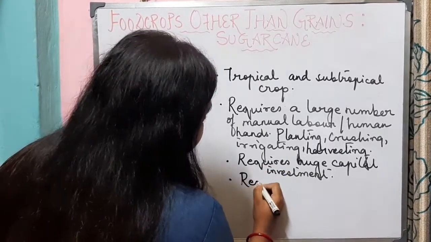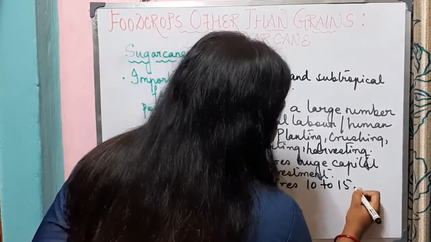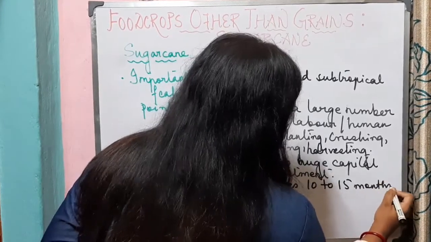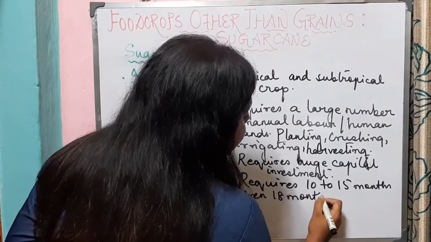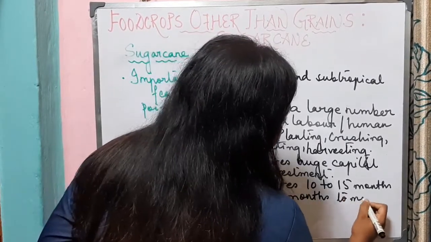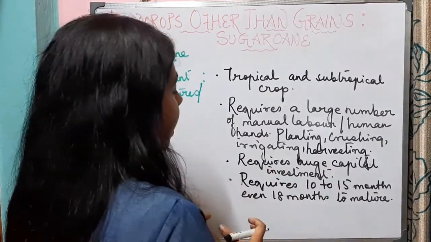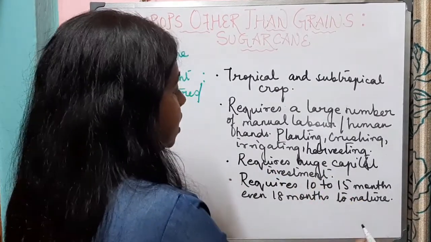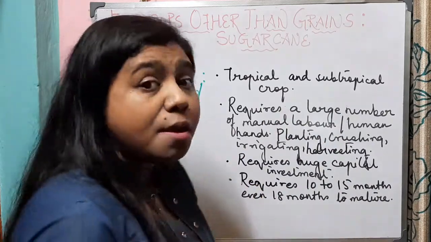Sugarcane requires 10 to 15 months, even sometimes 18 months to mature. So the maturity period of sugarcane is 10 to 15 months, or it can be more than 15 months, that is even 18 months.